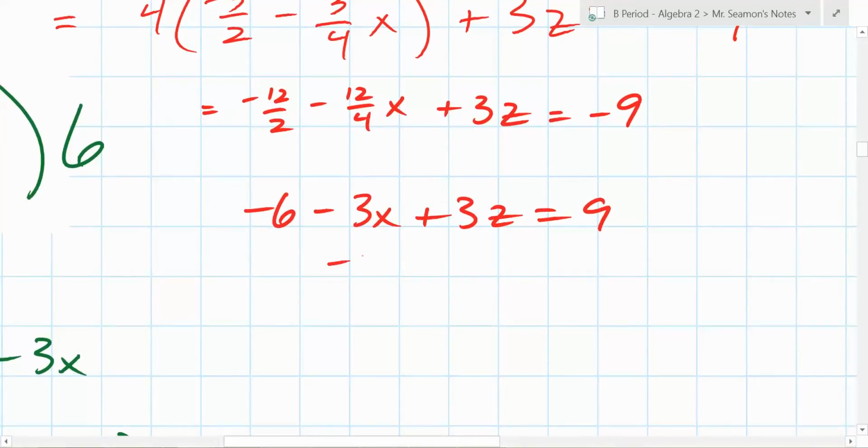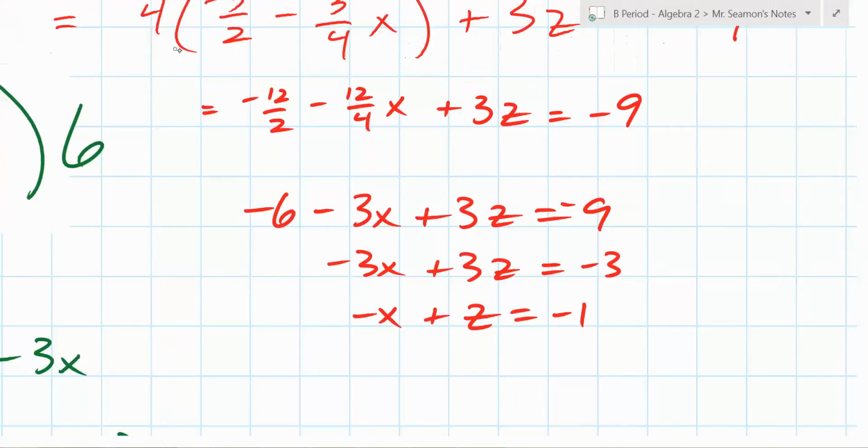I add 6, so you end up with this equals 15, right? Oh, this is negative 9, so it's going to be negative what? What could I divide each of those by? 3. So I end up with negative x plus z equals what? Negative 1. So look at what we have now.